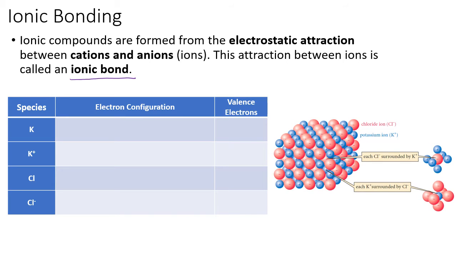And so ionic bonds are formed between a metal that becomes a cation and a nonmetal that becomes an anion. So our metal species will lose electrons to become a cation, and our nonmetal species will gain electrons to become an anion. And they're still going to follow that octet rule when they come together to form that ionic bond.